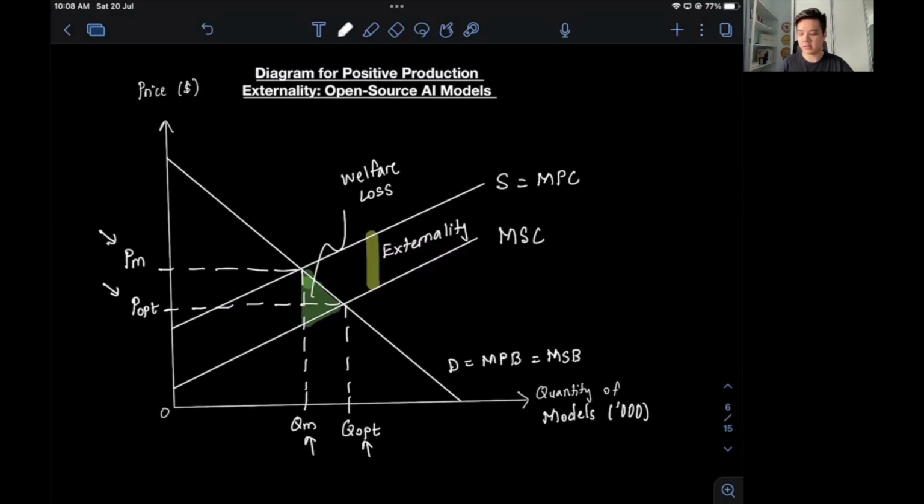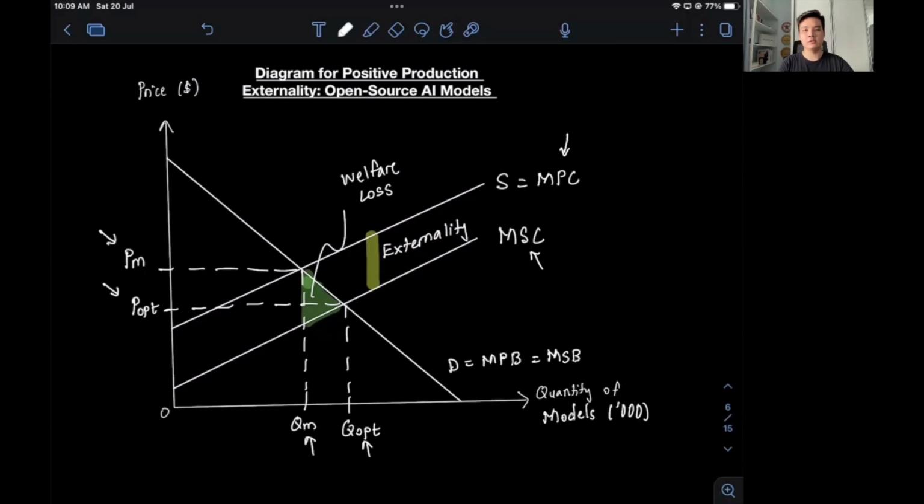And as I've mentioned earlier, in terms of the diagram, or rather the curves, the marginal private cost of Meta building and developing the Llama 3 model is higher than the overall cost to society, which is why the MPC curve is higher than the MSC curve. And once again, as we have learned from the previous externality diagrams, the gap between the MPC curve and the MSC curve would be your externality.